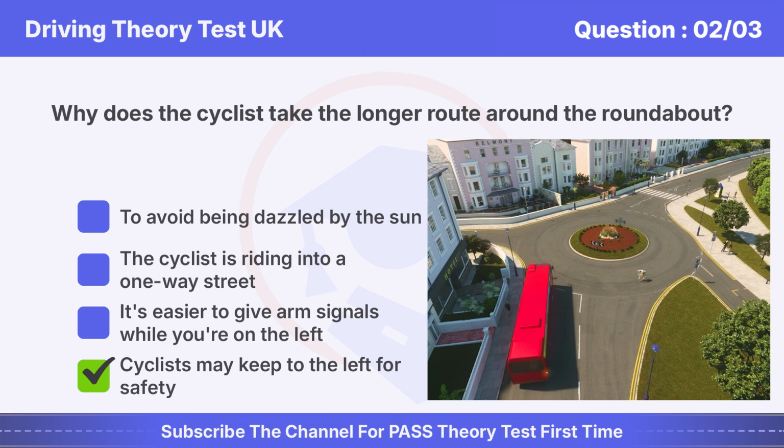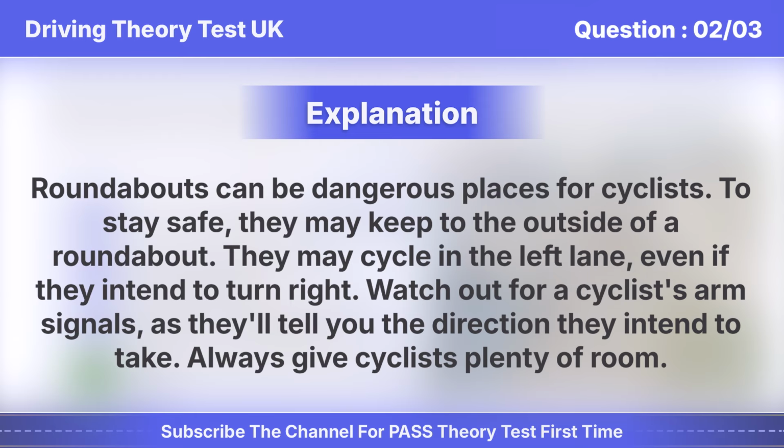Answer is D. Cyclists may keep to the left for safety. Roundabouts can be dangerous places for cyclists. To stay safe, they may keep to the outside of a roundabout. They may cycle in the left lane, even if they intend to turn right.